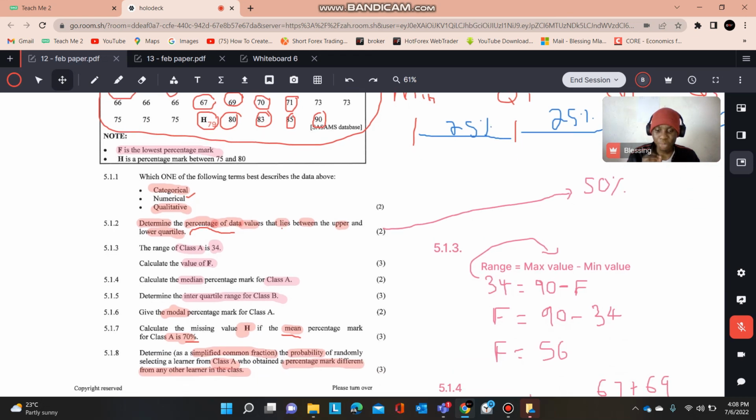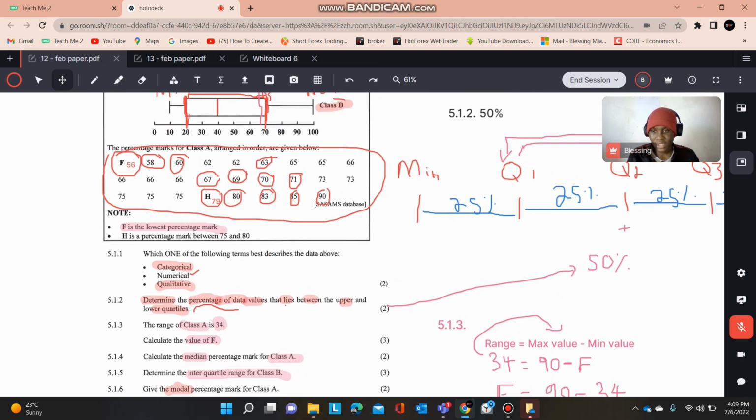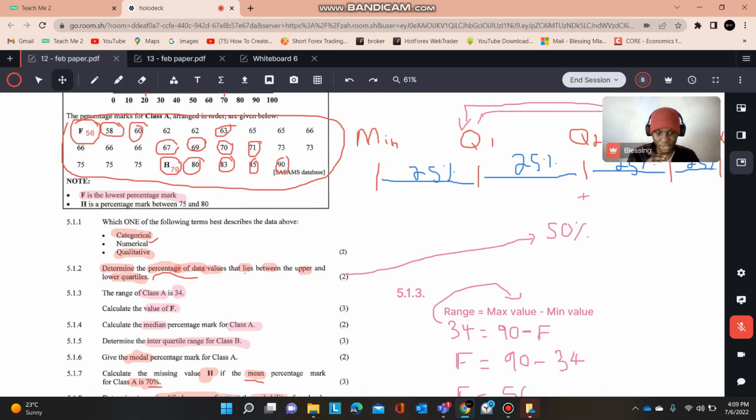They said the probability of randomly selecting in class A a learner who got a percentage mark different from any other learner, meaning a mark that's unique. You go and count all these learners who got unique marks. It's 1, 2, 3, 4, 5, 6, 7, 8, 9, 10, 11, 12, 13. So 13 learners got unique marks in this class. In class A, 13 learners got unique marks.